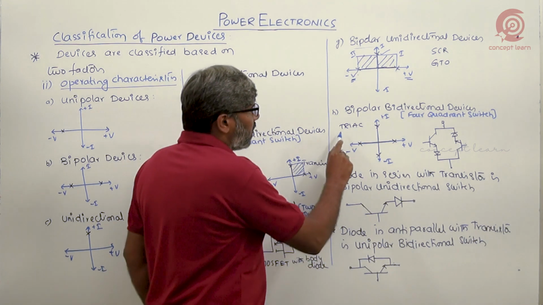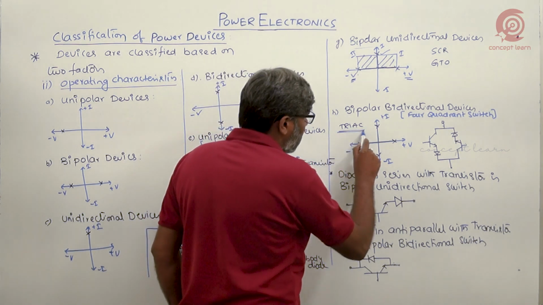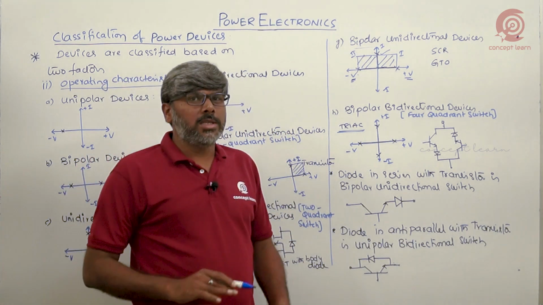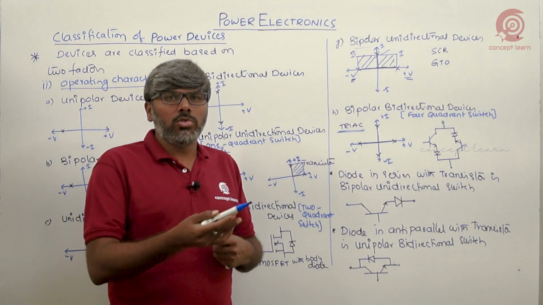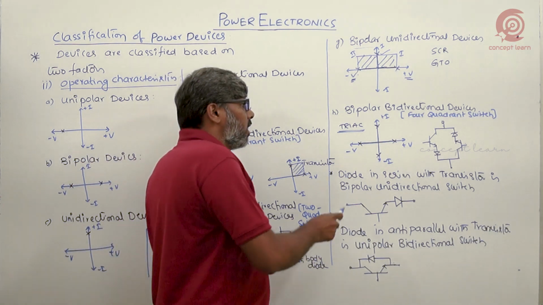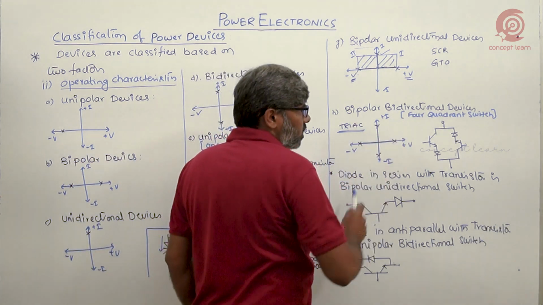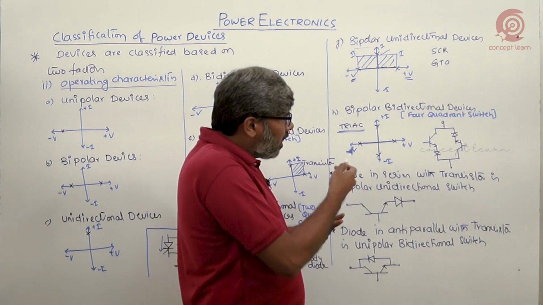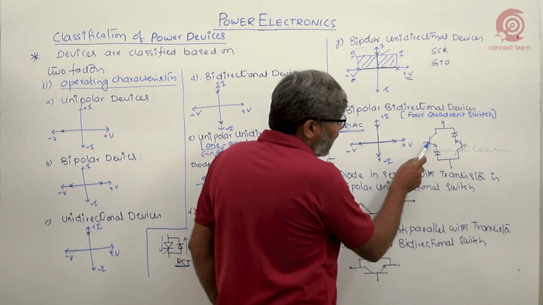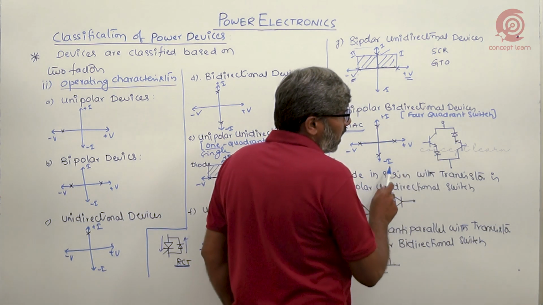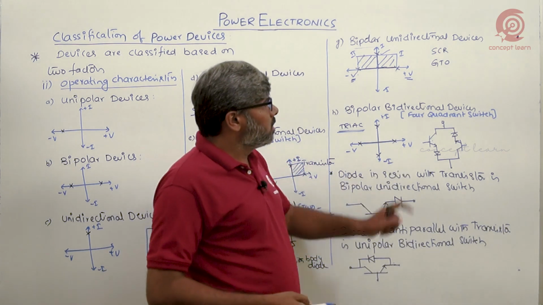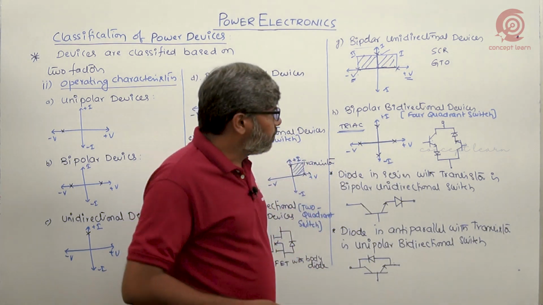Examples are triac. The best example is triac. Triac is a device which blocks both polarities of voltages and also allows both directions of current during its complete operation. That is why triac is a bipolar bidirectional switch, right? And we have another topology, another realization of the switch, that is a transistor with series diode in anti-parallel. I will tell you later in this case how it is bipolar bidirectional.